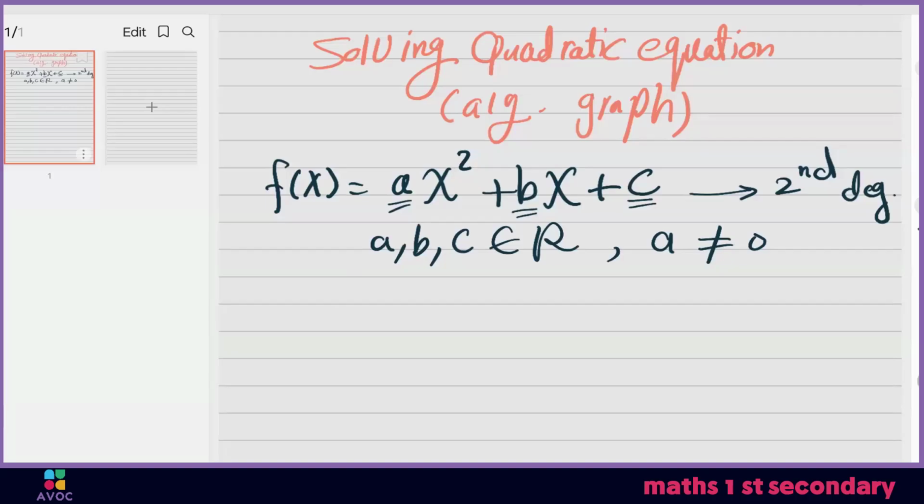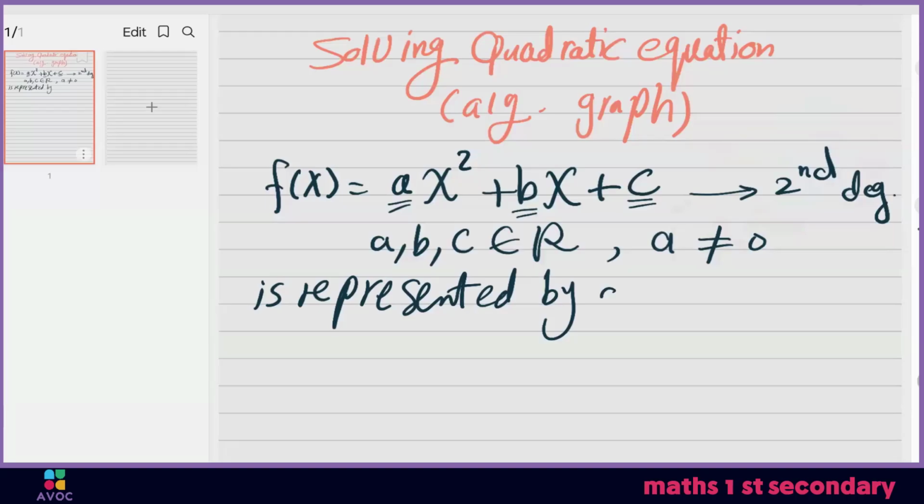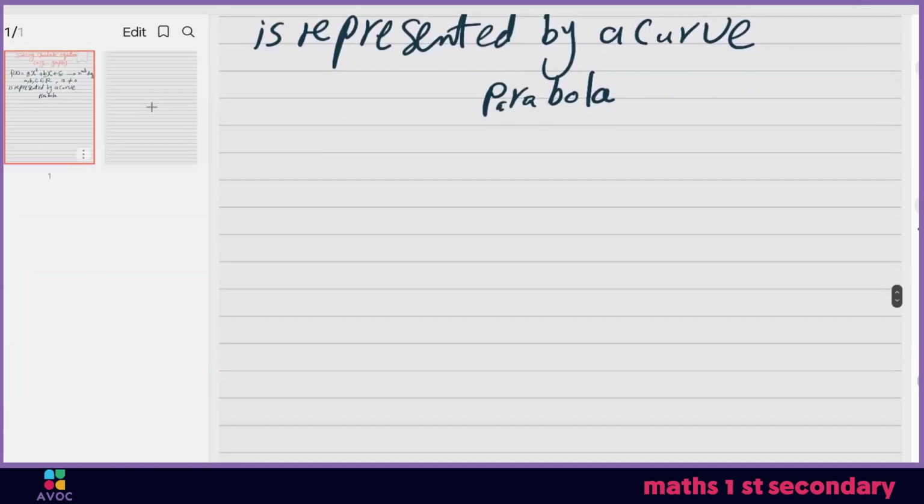The quadratic function is also represented by a curve which is called a parabola. What is the meaning of parabola? A parabola is like this or this, opened upward or downward.